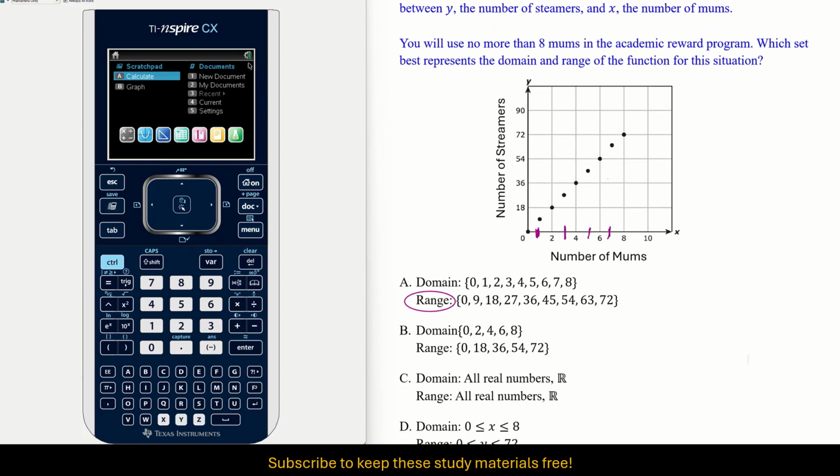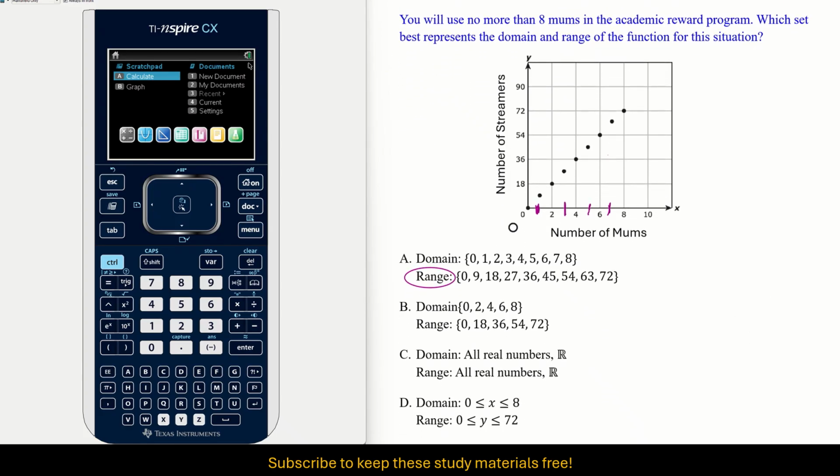So I'll scoot up a little, and again, we can see that D would be continuous information, not discrete, so D's out. C implies discrete and continuous because it's all real numbers, so that's not going to be valid. And also, it implies that you're going past 8 months, that it's limitless, and that's just not true for this situation. Now, what happens to option B?